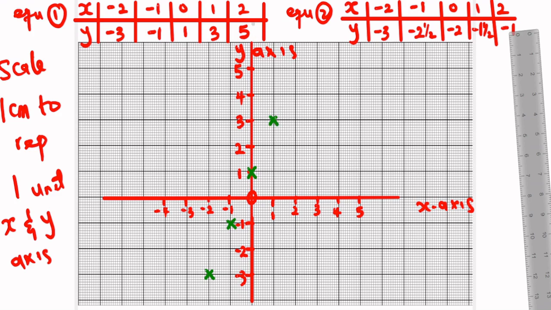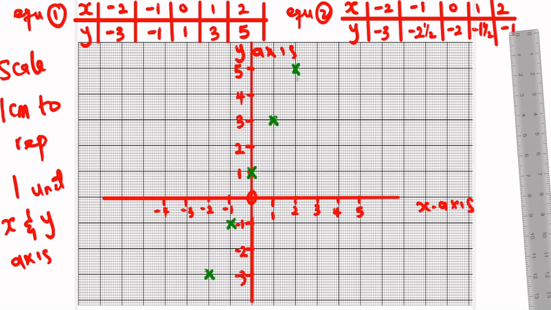And the last for equation 1 is when x is 2, y is 5. So we have to trace it. Y is 5 when x is 2. So can you see it? Put an asterisk there too. So now we have been able to plot every value on equation 1.